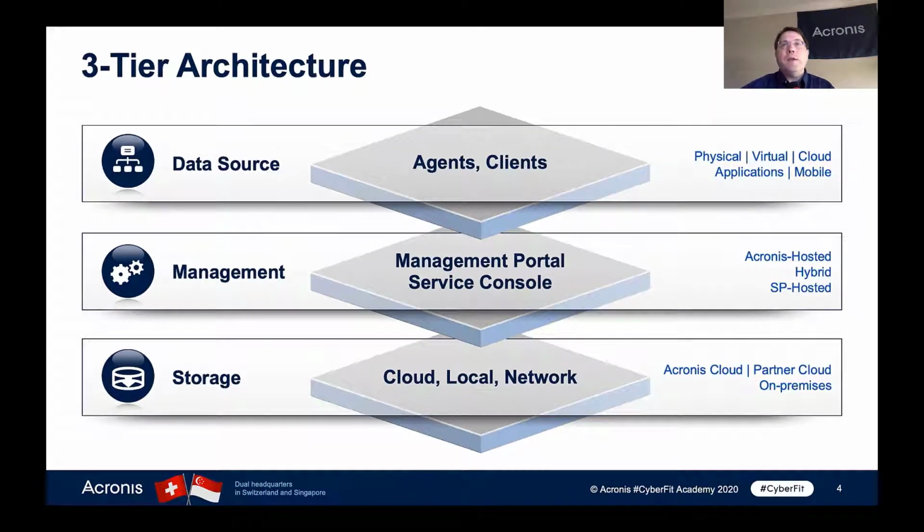So the best way to think about the architecture for Acronis Cyber Cloud is as a 3-tier architecture, like a 3-layer cake. And on that top layer is our data source. This is the target device that we're either backing up, protecting, synchronizing files to. And in all cases, we're going to have a small piece of software that's called an agent that we're going to install onto that machine so that it can interact with the cloud service. Those could be physical servers, virtual servers, cloud servers, applications, mobile devices, endpoints, all kinds of different things.